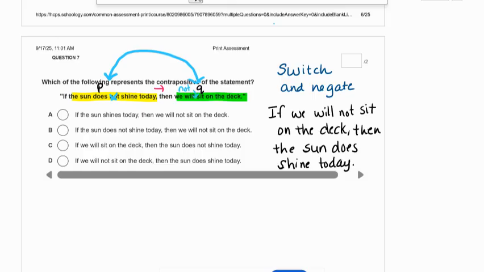Okay, we switched and negated each part. All right, so let's find that in our multiple choice. And I see that down here. I do believe in D. Let's double check it. If we will not sit on the deck, then the sun does shine today.